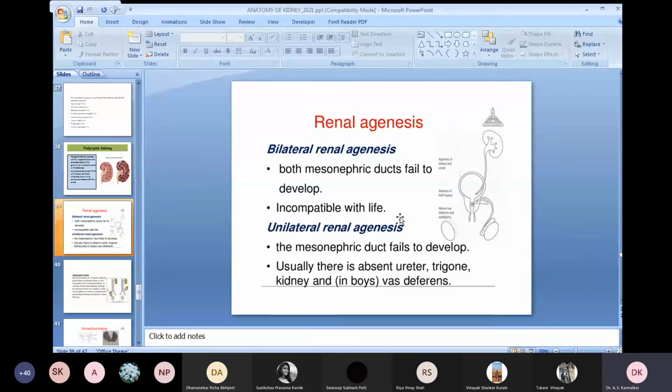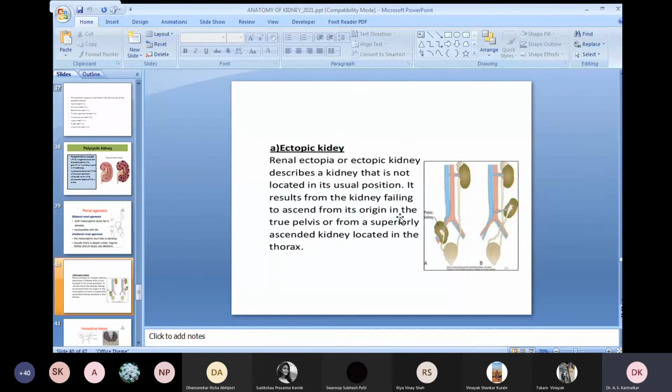Renal agenesis means it is a developmental anomaly. Agenesis means non-development. So there may be renal agenesis, and that fetus cannot survive. So there is immediate death. If it is unilateral, where one kidney can develop, then that child can survive. But if it is a male, there is absence of the vas deferens, the vas deferens which develops from the mesonephric duct.